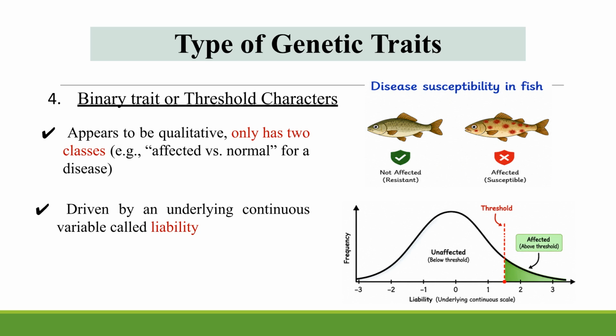The key concept here is something called liability. Liability is an underlying continuous scale influenced by both genes and environmental factors. When this hidden liability remains below a certain threshold, the individual appears normal. But once it crosses that threshold, the individual expresses the trait.